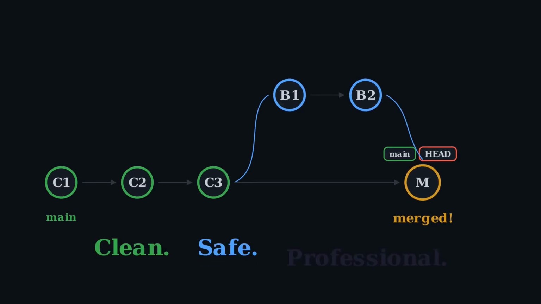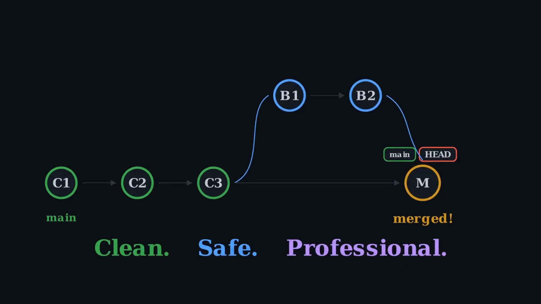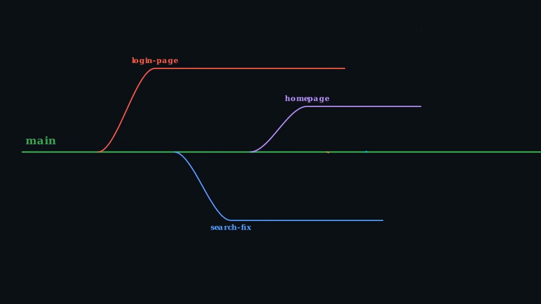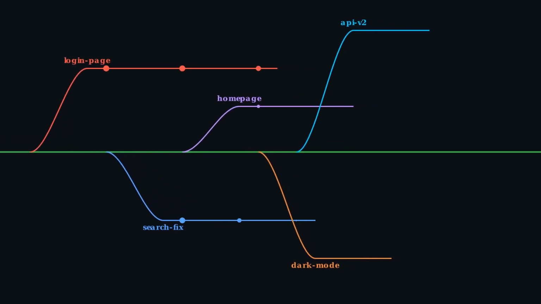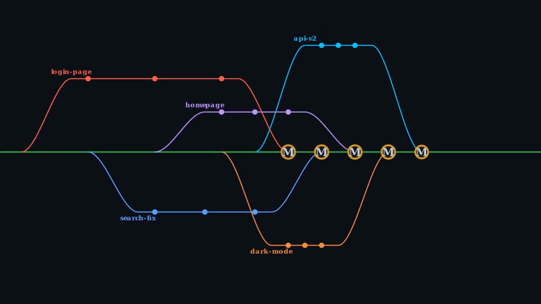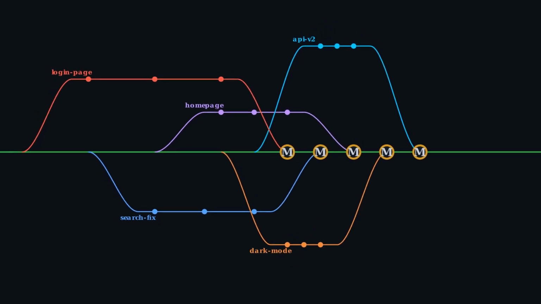Clean, safe, professional. Now imagine this at a company. You've got 5 developers. One's building the login page, another's fixing the search bar, someone else is redesigning the homepage. Everyone's on their own branch, working at their own pace, not breaking anyone else's stuff. When each feature is ready, it gets merged into main. That's how real teams ship code without chaos.